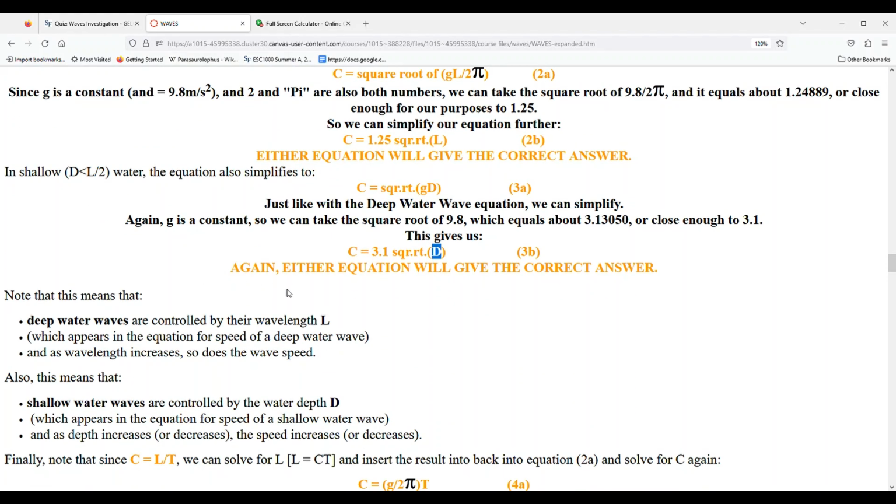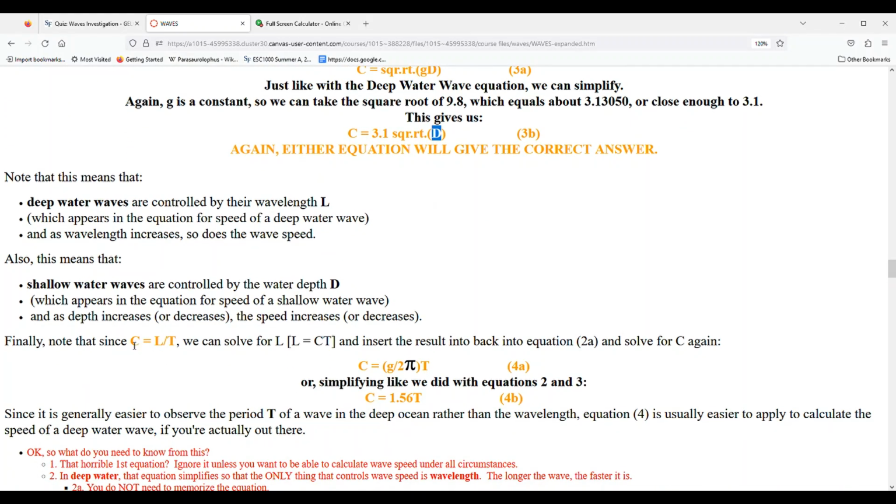Now, one other thing to remember, first of all, remember that for all waves, the speed is defined as being equal to the wavelength divided by the period. And that's true whether we're talking about an ocean wave, a sound wave, a light wave, a gravity wave, any kind of wave at all. The speed is always determined by the wavelength divided by the period.